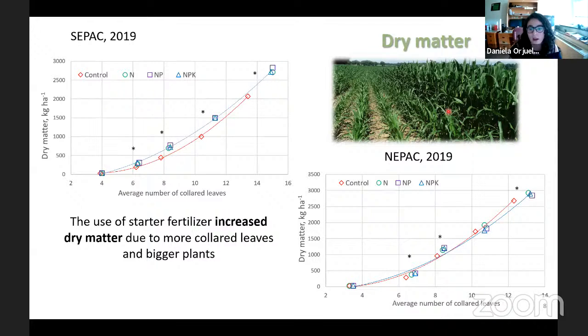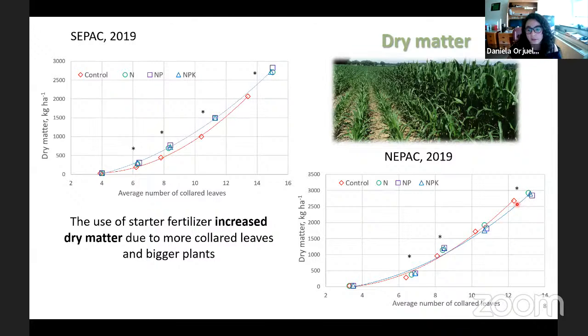And this is an example of how we saw differences between control plots and starter plots in height of the plants. In the case of NIPAC, the data show a similar trend, but the difference was not as easy to detect as in CPAC. So here we did show a difference in dry matter accumulation, but you can see that the two lines are really close. This is suggesting that if the control plant reached the same number of leaves, these plants would not be different in dry matter.